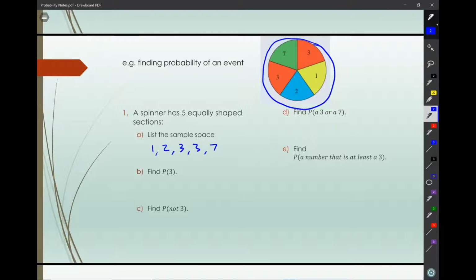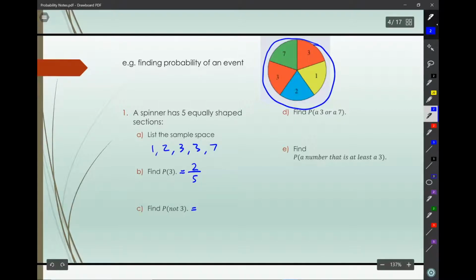The probability of getting a 3 is the number of favourable outcomes. There are 2 3s on the spinner, so there are 2 chances for us to land on 3. And there are 5 total outcomes. That number on the bottom is always the total number of outcomes.